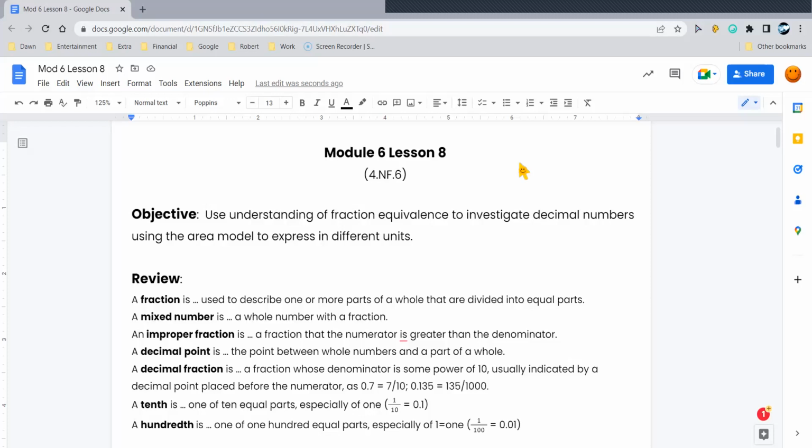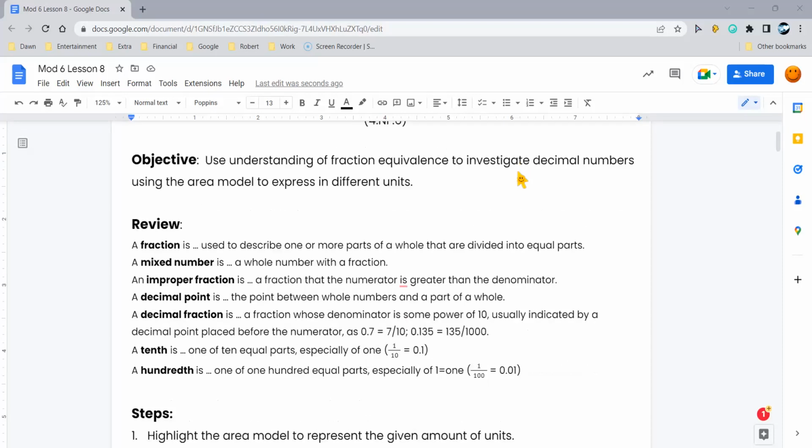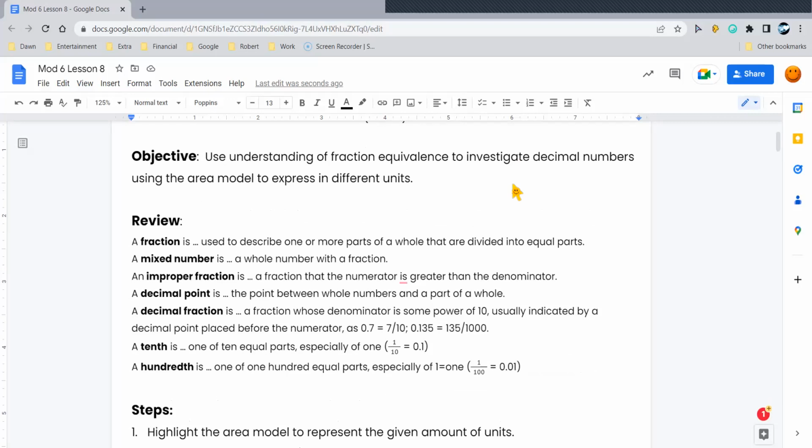Our objective today is to use understanding of fraction equivalence to investigate decimal numbers using the area model to express them in different units. Let's review our vocabulary words so you know what you're doing. Go ahead and pause the video and do that. I'm going to move on to the steps.